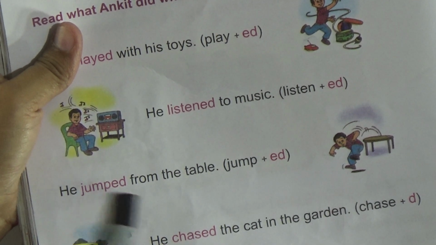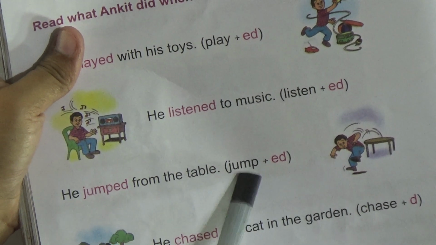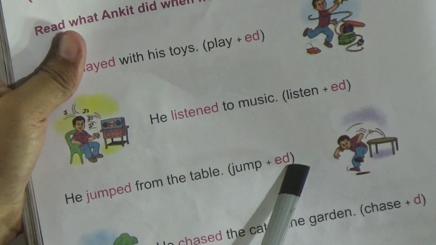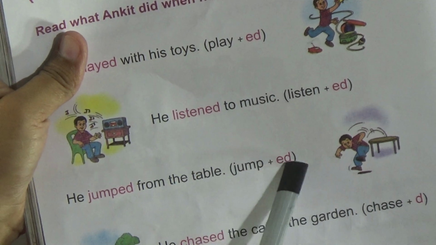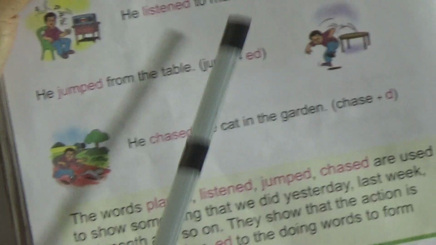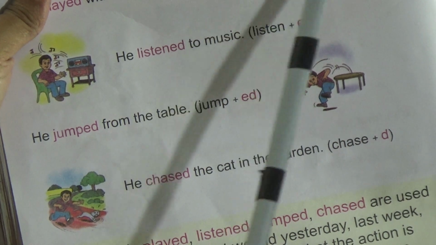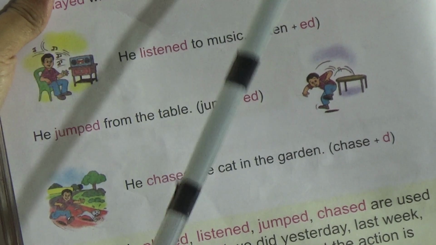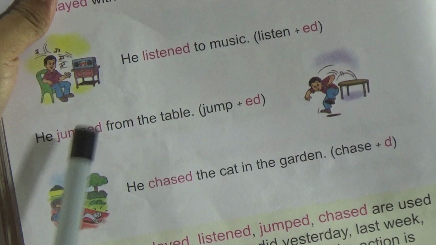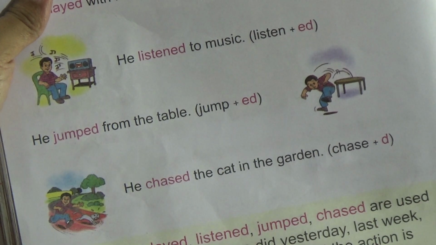So here, the word is jump. The main verb is jump, and we have to use ed here, as the work happened yesterday. That's why we have to use jumped. He jumped from the table.